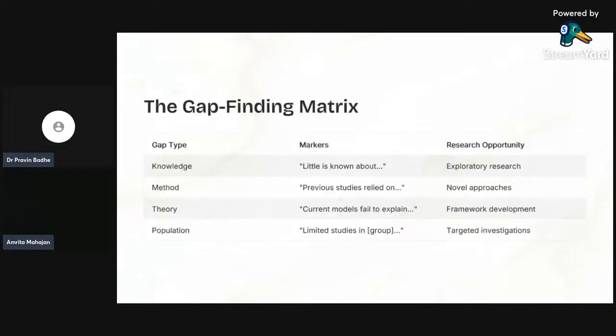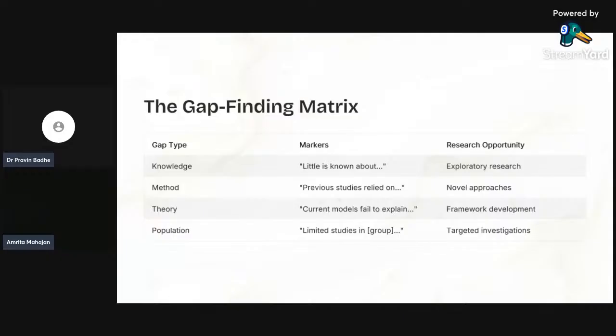The next is the gap finding matrix. It is organized into three columns. The first is gap type. The first gap type is the knowledge gap. This occurs when there is a lack of information on that particular topic. The markers will be like "little is known about" or "the effect of X on Y has not been fully explored." So what is the opportunity there?